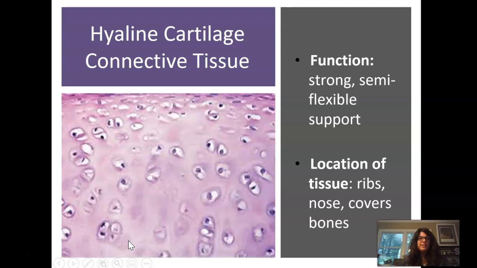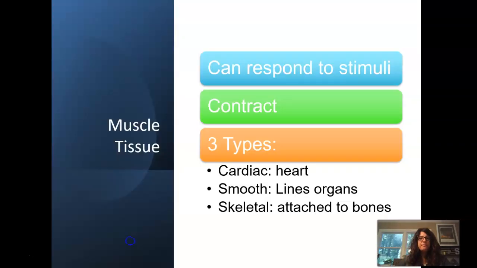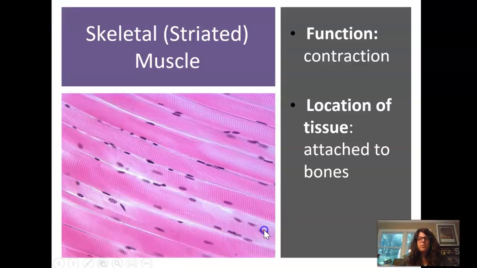So those are the connective tissues that you are responsible for identifying. The last two are muscle tissue. Muscles can respond to stimuli. They are capable of contracting, and there are three types. Cardiac is found in your heart, smooth lines your organs and your blood vessels, and skeletal is attached to the bones.